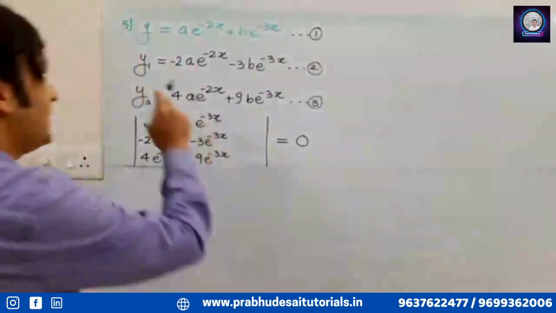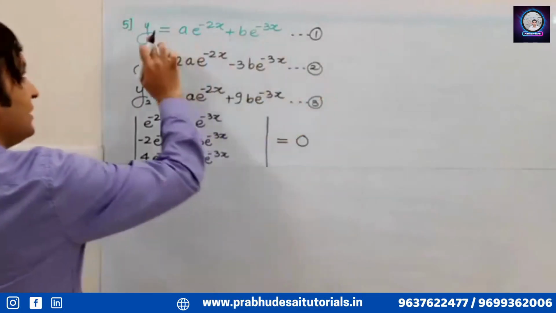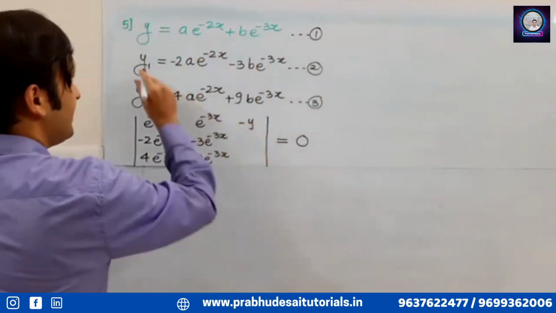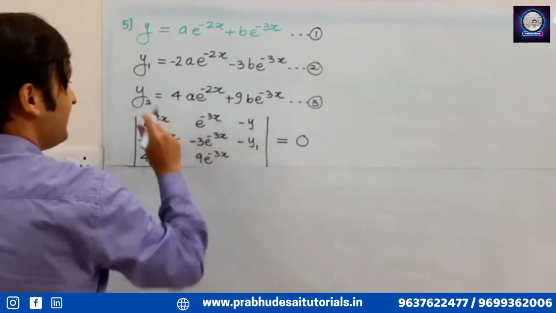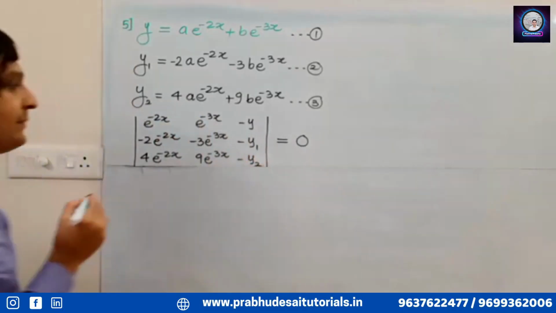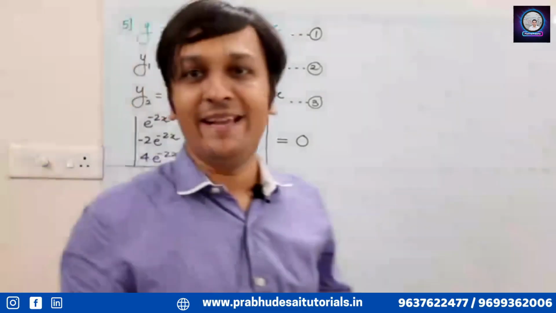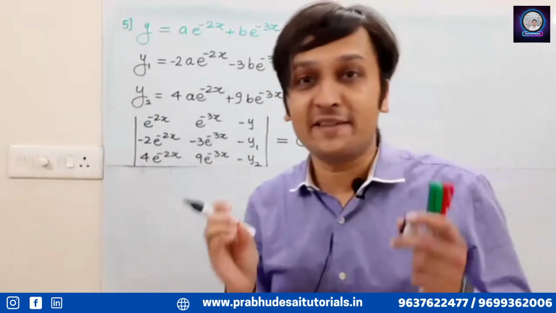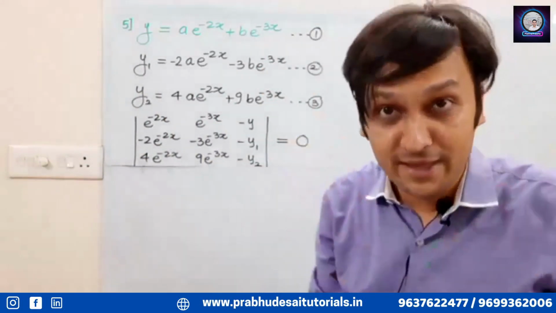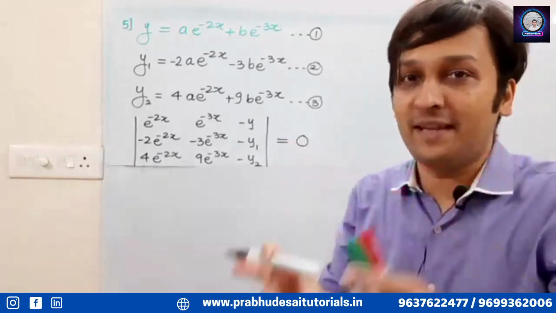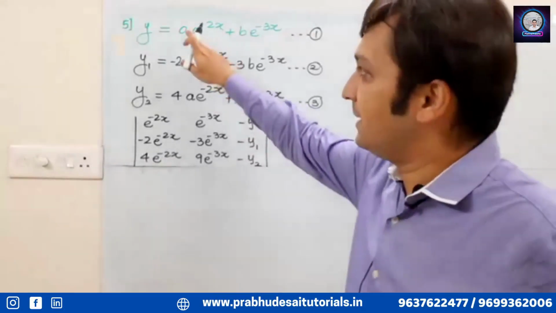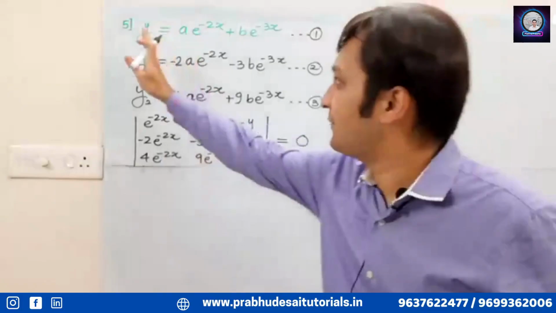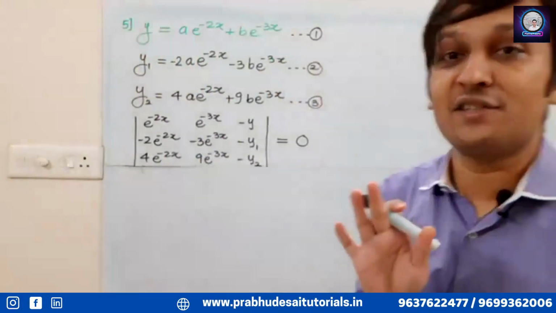Now I will shift the left-hand side to the right. So y will be minus y, y1 will be minus y1, y2 will be minus y2. So I got it like this. And now in the determinant, you can check a and b are eliminated. So this is the process of elimination of a and b if any other method is not applicable. Correct? So how to eliminate? Write coefficients of a, coefficients of b, and shift this on the right. This is consistency of equations.